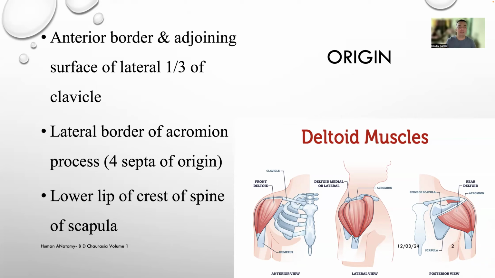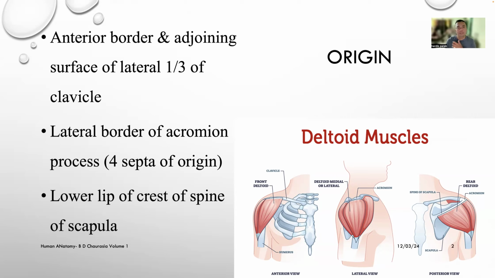So the anterior fibers, we can see over here, the first one is the anterior fiber, which is originating from the anterior border and adjoining surface of the lateral one third of the clavicle. So here you have the clavicle bone, and the lateral one third of the clavicle gives origin to the anterior fiber. Lateral one third of the clavicle से आपका deltoid का anterior fiber origin होता है.